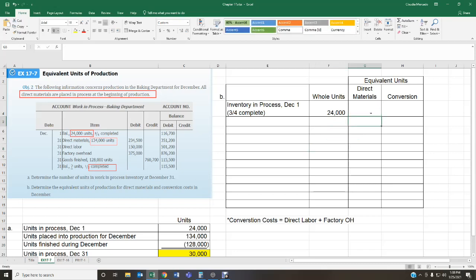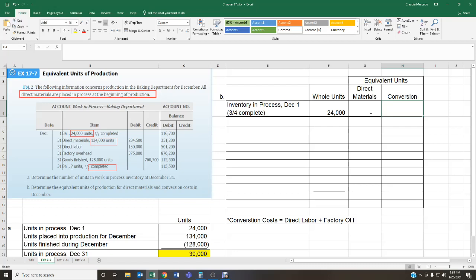We don't have any direct materials because the materials are added at the beginning of production. This is not the beginning of production. The beginning of production was last month. That's when we started them. So for direct material purposes, I don't have any direct materials costs because the cost has already been added last month. Now, for conversion we do have a cost associated. It says that we had 24,000 units and they're 3/4 completed.